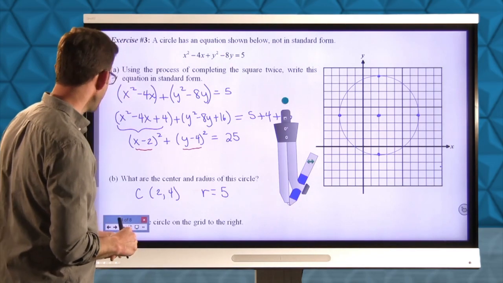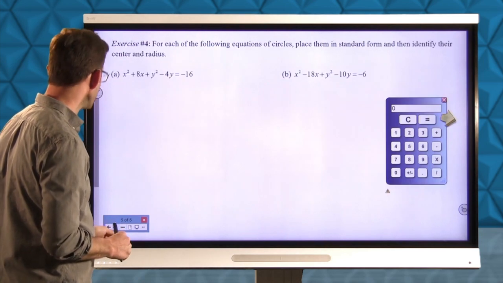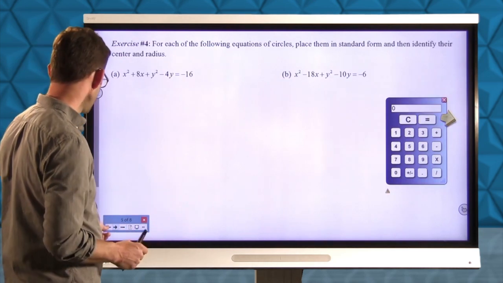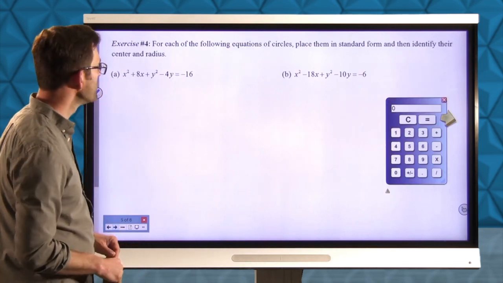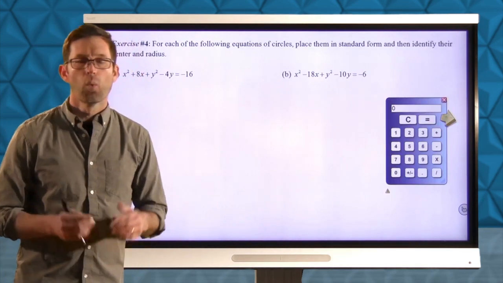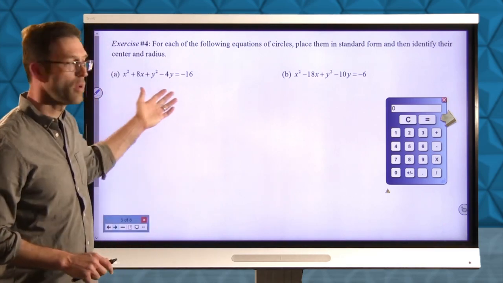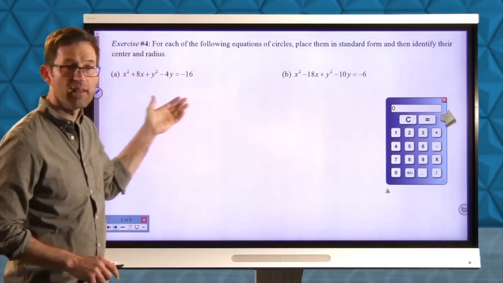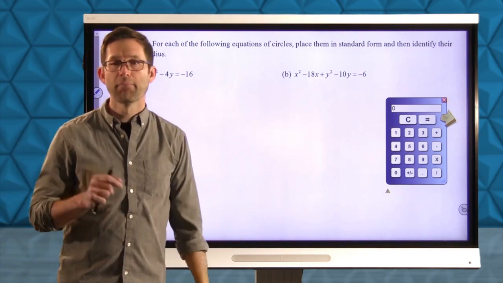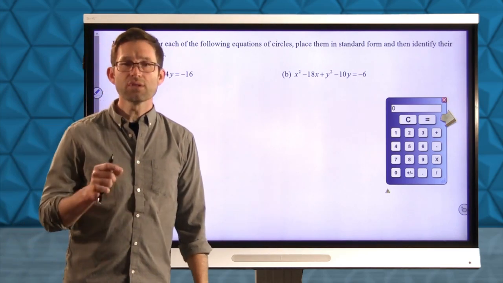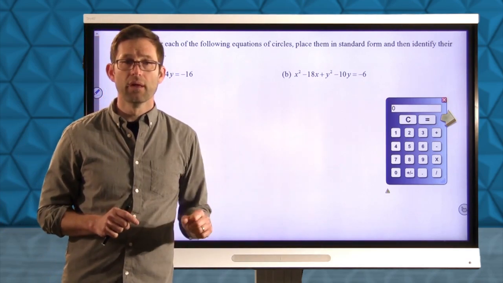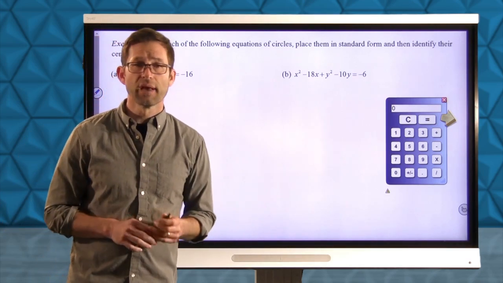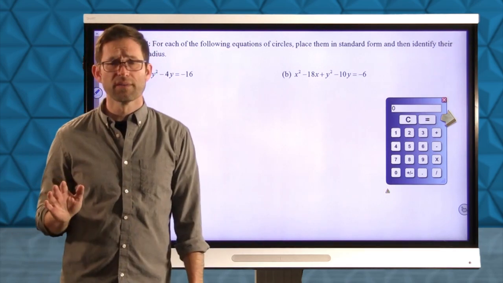So what do we have next? There we go. Took a little while there. All right, just a little practice here. We want to get good at taking equations of circles that aren't in their center radius form and putting them in that form. So let's go through letter A in this problem together and then have you work on letter B by yourself. One of the things that's nice again about these problems is that they're all done in the same way.